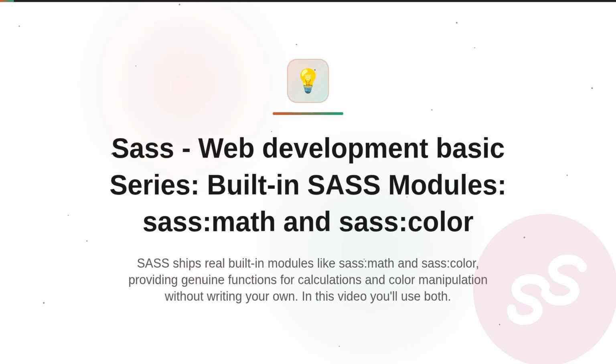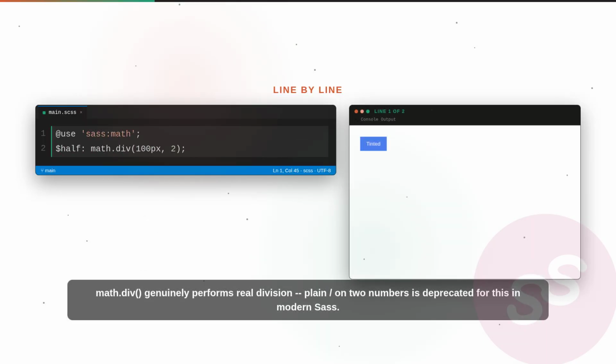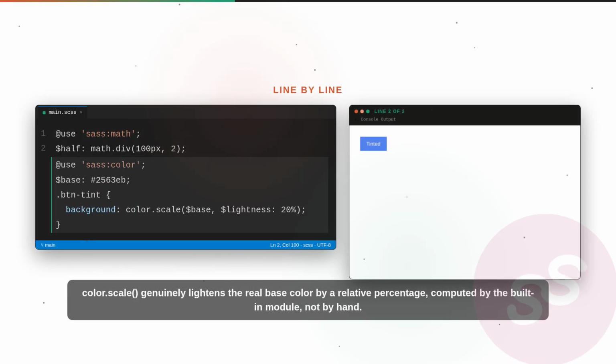Sass ships real built-in modules like sass:math and sass:color, providing genuine functions for calculations and color manipulation without writing your own. In this video you'll use both. math.div genuinely performs real division; the slash operator on numbers is deprecated for this in modern Sass. color.scale genuinely lightens the real base color by a relative percentage computed by the built-in module, not by hand.